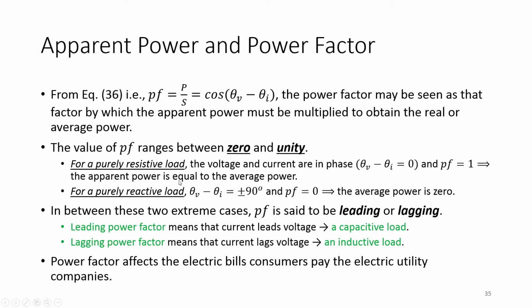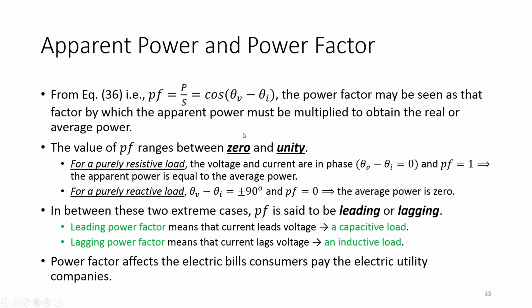The apparent power is equal to the average power in that case because of this relationship. This can only be unity when P and S are equal in this relationship. And secondly, for purely reactive load, when there is purely capacitive or purely inductive load, then in that case theta V minus theta I would be equal to plus or minus 90 degrees, and in that case power factor would result to be 0 because cos of 90 is 0.